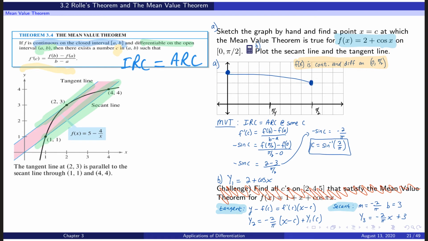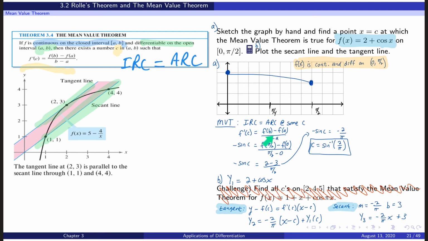Is it continuous and differentiable? Yes, mostly by inspection, but we know we can take the derivative and it doesn't have any domain restrictions, and trig functions are continuous over the interval. So the mean value theorem says the instantaneous rate of change has to equal the average rate of change at some point c. Can we take the derivative of that function? Yes, the derivative of 2 is nothing. The derivative of cosine is negative sine.